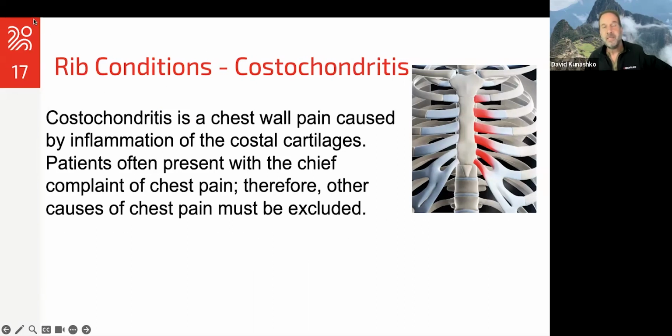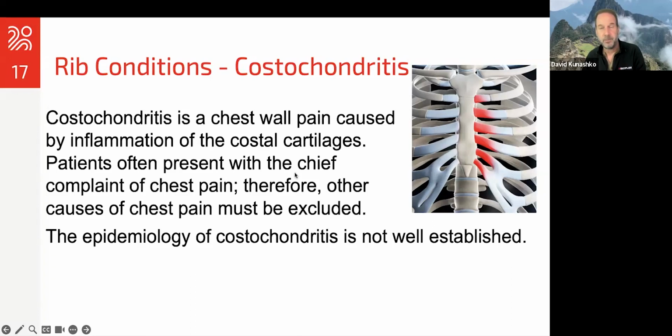Another condition that I've had at least 10 to 15 inquiries about from some of our BioFlex clinicians, and that's costochondritis. It's anterior chest wall pain. It's caused by inflammation. You can see here in the diagram in the red the costal cartilage where they articulate, typically with the sternum, and they usually present with chest pain, and so oftentimes the doctors go, okay, we need to rule out that this isn't something more serious, like a heart attack or what have you.